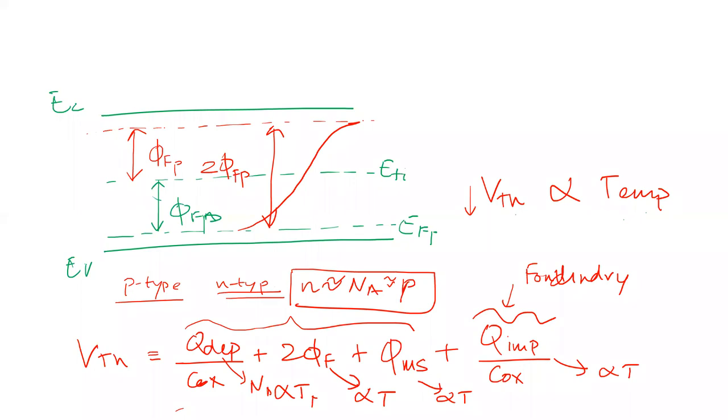So that VT control, can't we do it by controlling the temperature? Yeah, that's a good question. So the question is, can't we use controlling temperature? But typically that's not under your control, right?